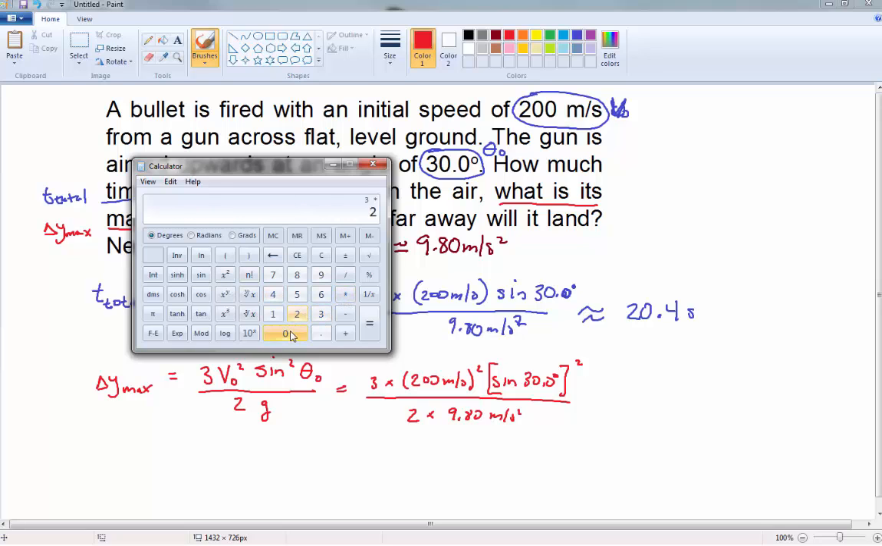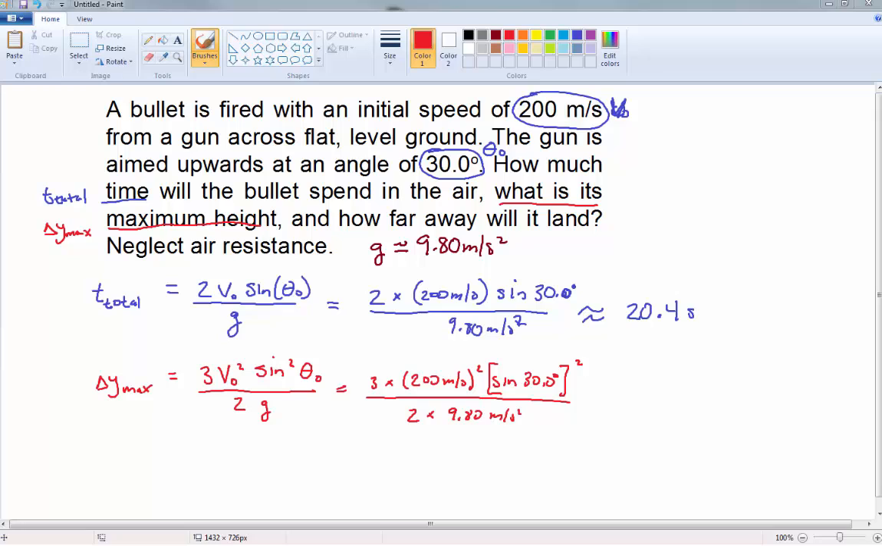So we have 3 times 200 squared, and then that's times the sine of 30. So sine of 30 has to be squared as well. And then we can divide that by 2, and we can divide that by 9.8 meters per second squared. You get 1,330.6. Again, you want to round that off to only three significant figures. So this is just to show that it is in fact three significant figures. We could put it in scientific notation, but it's 1,330. So that's 1.53 times 10 to the third meters. Okay, and last but not least, how far away will it land? That's also called the range, and that is represented by delta x max.